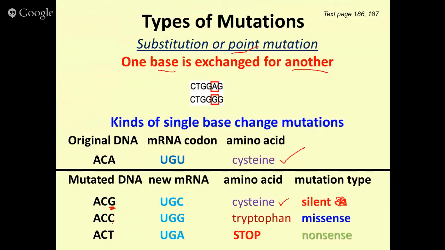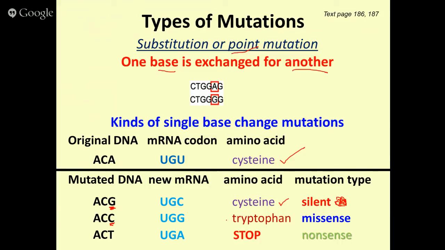Now let's look at the next mutation, ACC. We're supposed to have an A, and instead we have a C here as the third base. So how would that change the messenger RNA? Now our messenger RNA codon will be UGG. And UGG, if you look it up in the codon dictionary, codes for tryptophan.